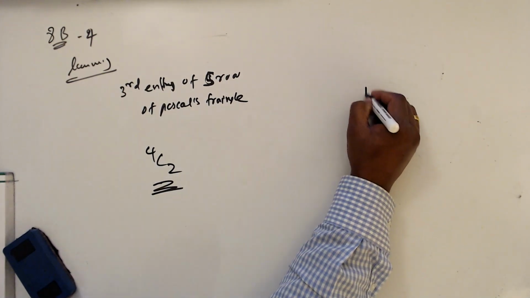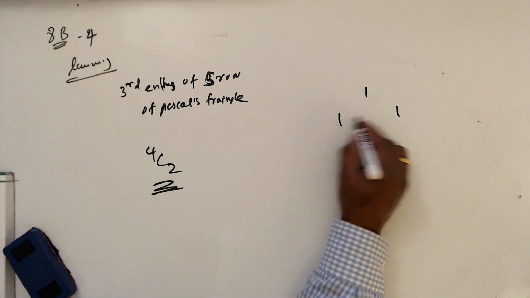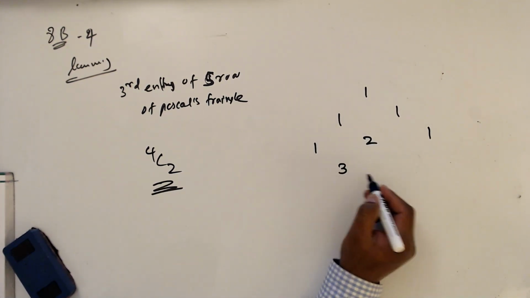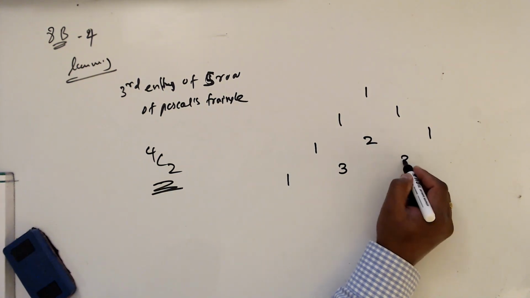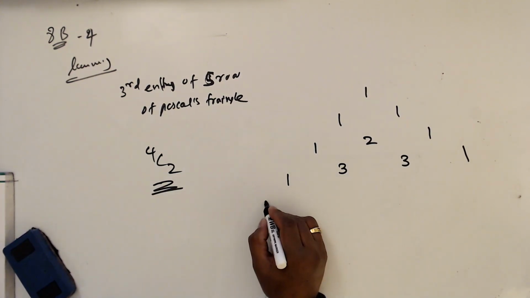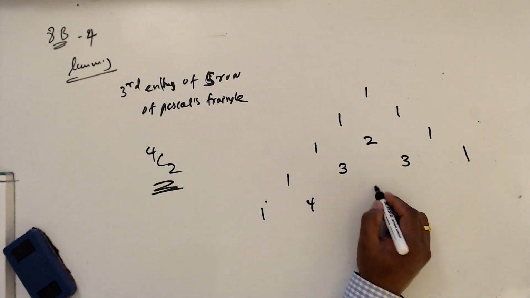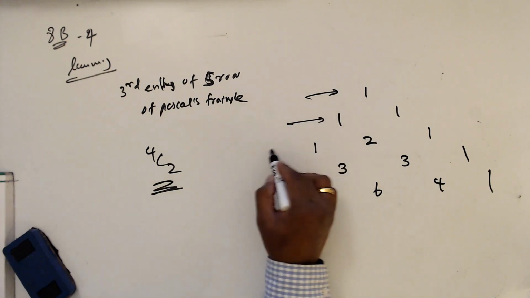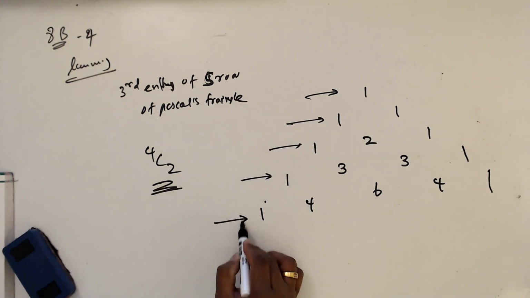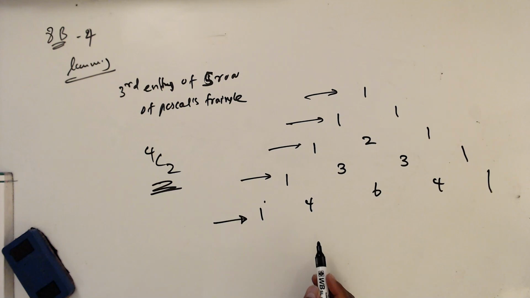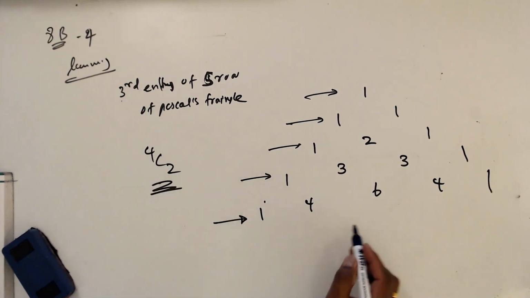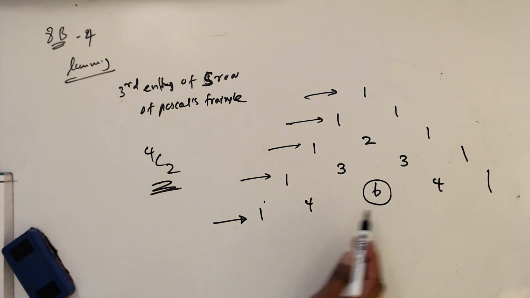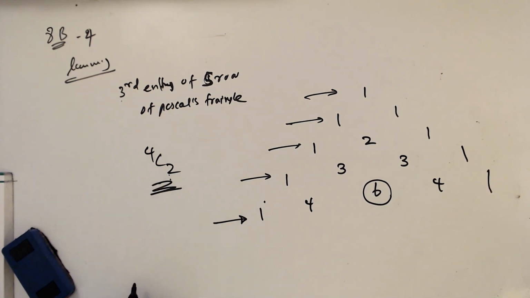This is 1, 1, 1, 1 plus 1, 2, and then this is 1 plus 2, 3, and 1, 2 plus 1, 3, and 1, 1, 4, 1 plus 3, 6, 4, 1. This is first row, second row, third row, fourth row, fifth row. Fifth row, third entry. So I'm talking about this entry. How can you find this value straight away by 4C2.